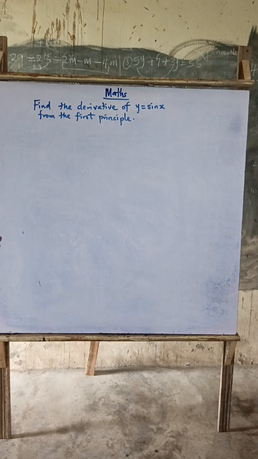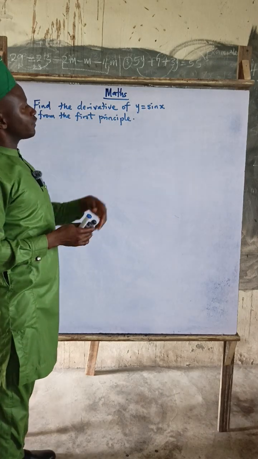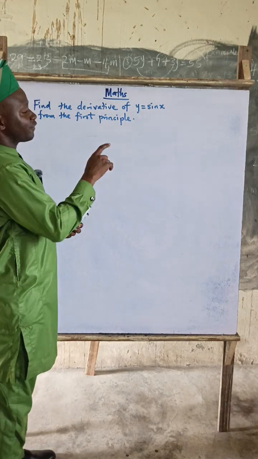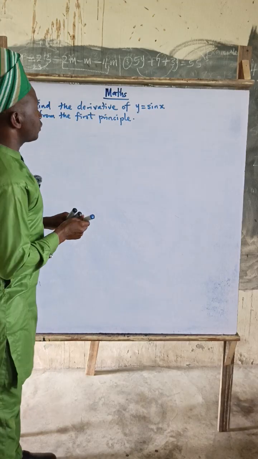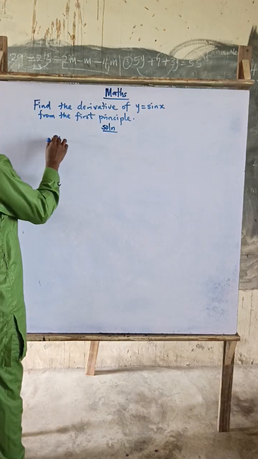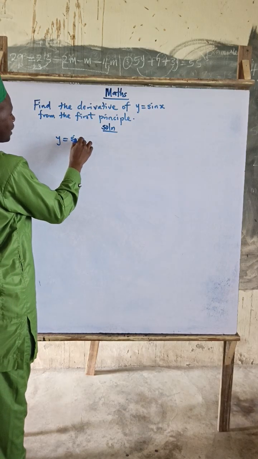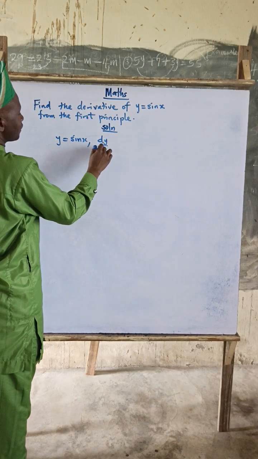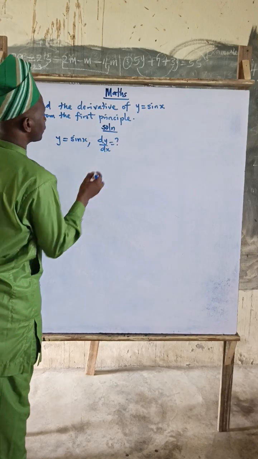We're going to go over this once again. So we have to find the derivative of y equals sin x from first principles. We are given y equals sin x, and we are going to find dy/dx from first principles.